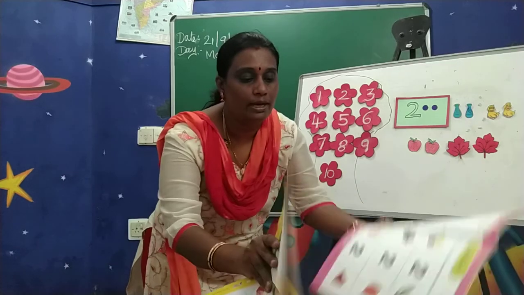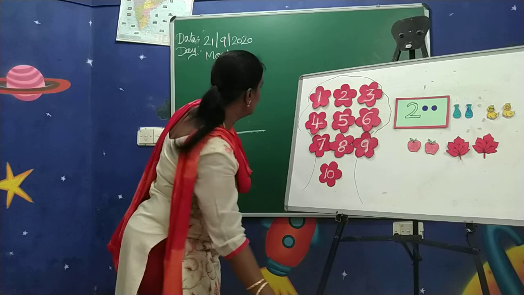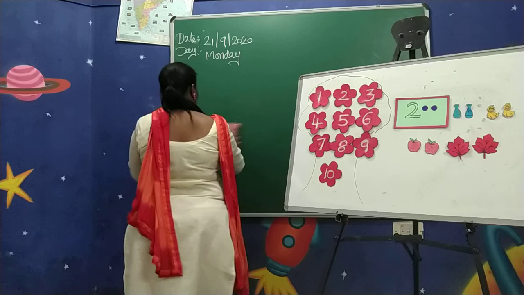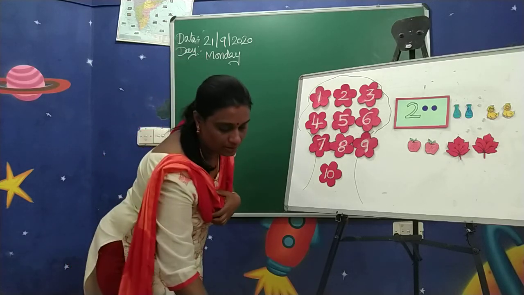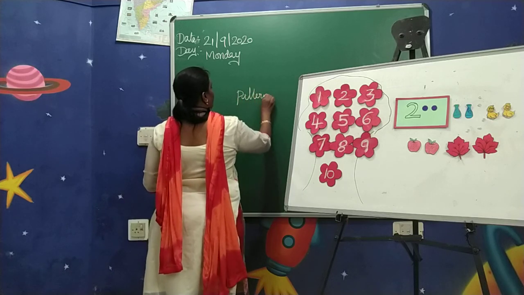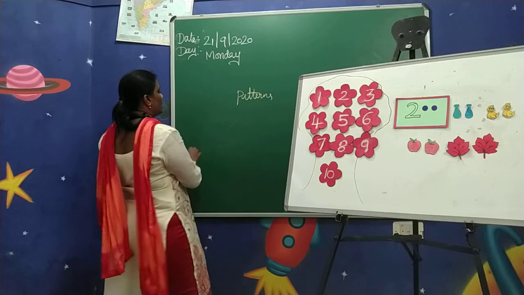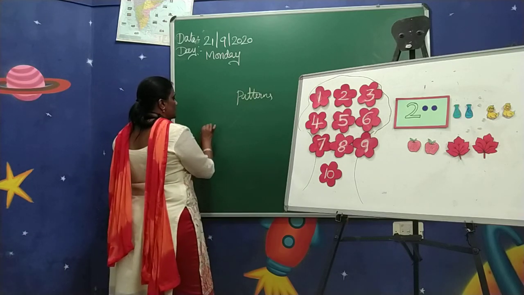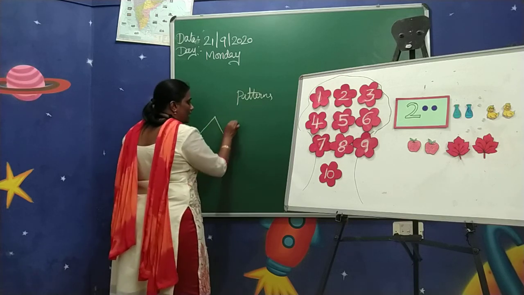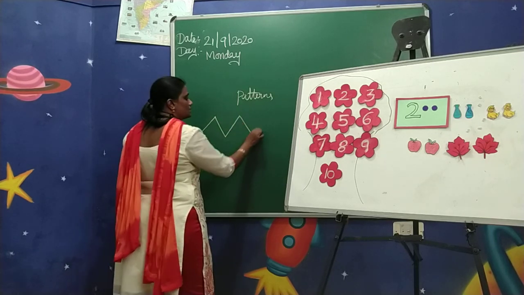Yes, next we'll go to pattern writing. Okay children, today I will show you pattern writing, that is the zigzag line. How do you start the zigzag line? It's a slant line. Then join the slant line again down. Slant line, join up, join down. This is the zigzag line.